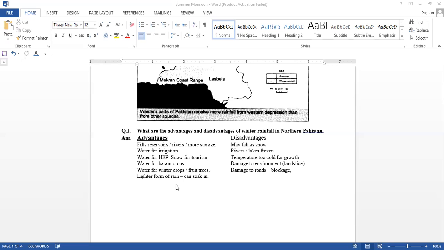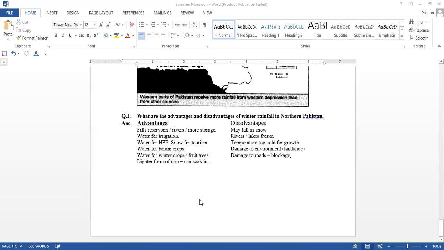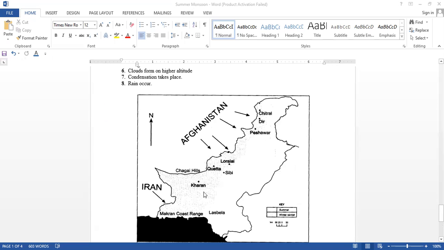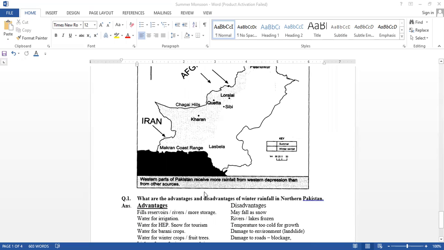Temperature further decreases and coldness increases, and sometimes in mountainous areas there is a chance of landsliding. In case of landsliding, communications are destroyed and roads are blocked. So the northern areas are also cut off from the rest of the country. So my dear students, these are the advantages and disadvantages of the occurrence of rainfall by the source Western Depression.